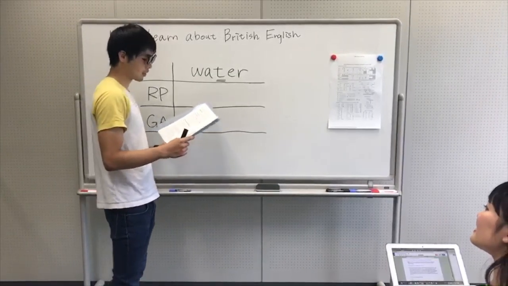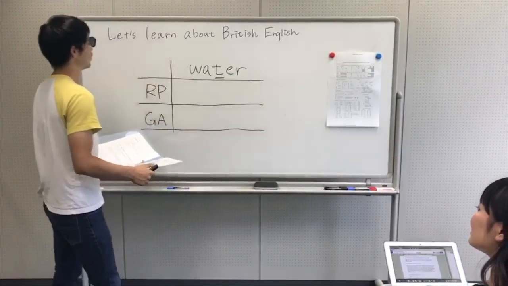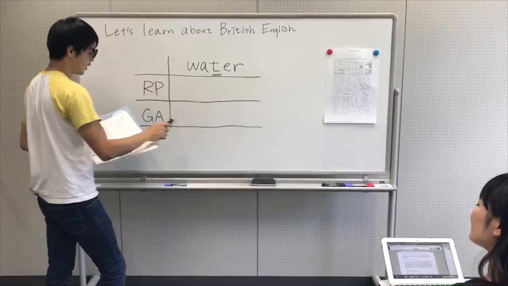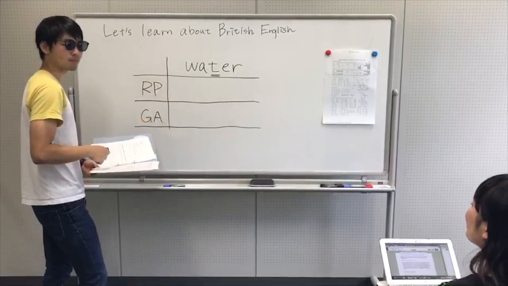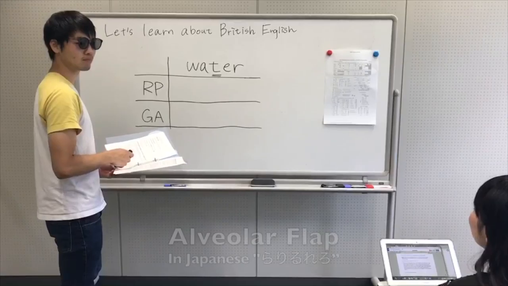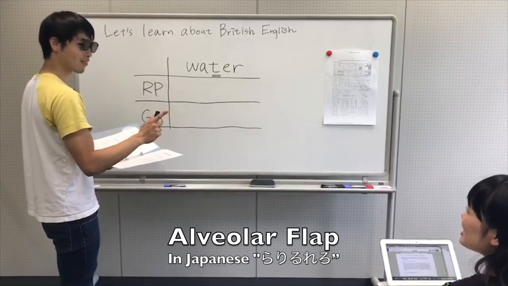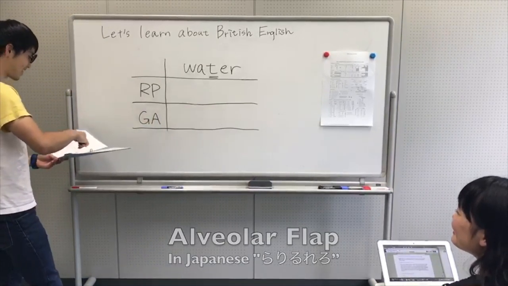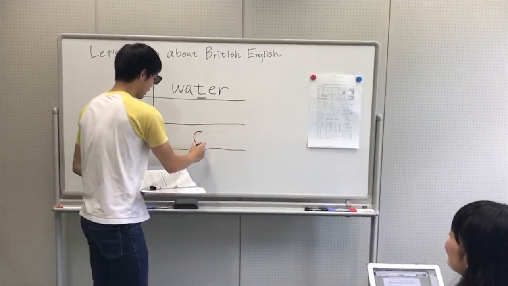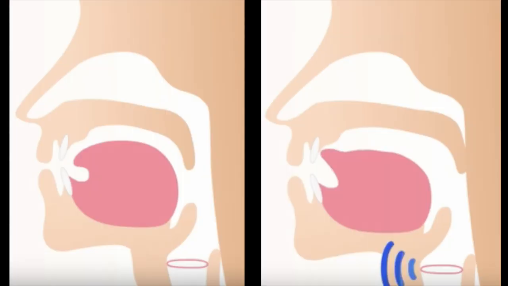Okay, Rui, what do you do in your mouth when you say the word water in the American accent? Is it an alveolar flap? Like Japanese and Latin? Yes. You can produce an alveolar flap by touching the blade of your tongue to the alveolar ridge and gently tapping or skimming it, producing a more relaxed sound than an alveolar stop.